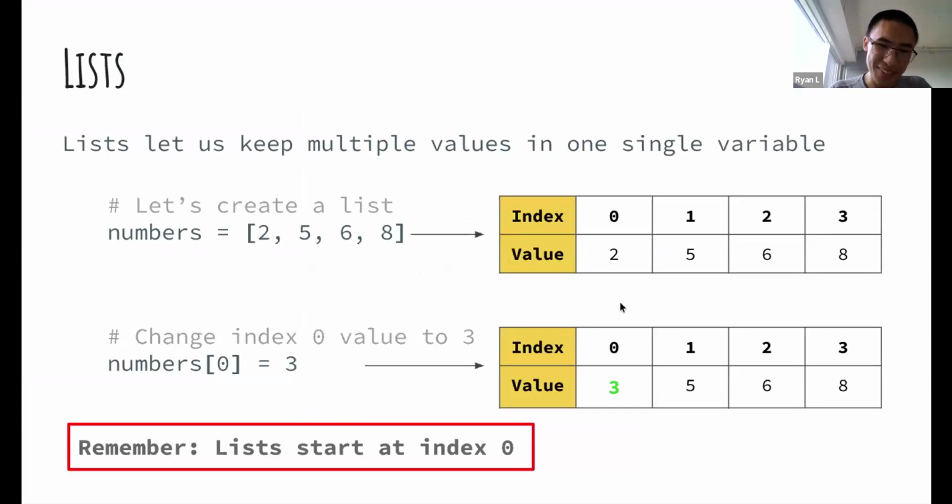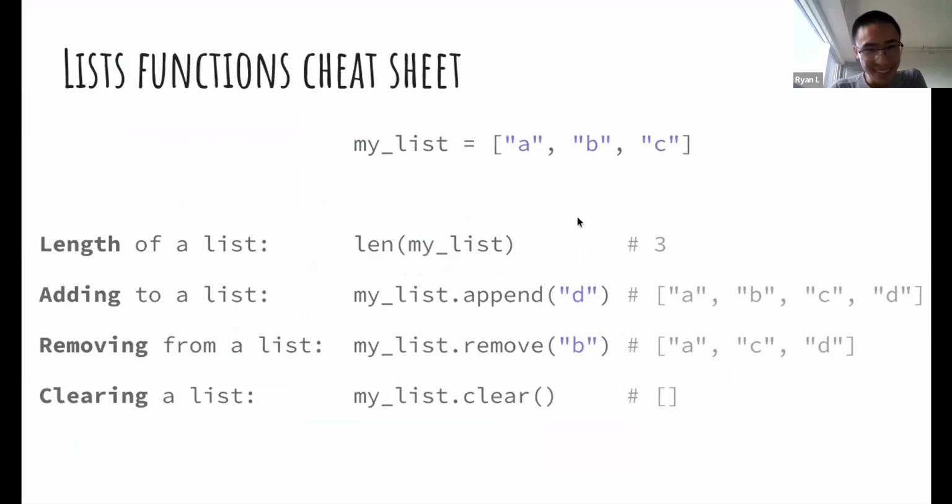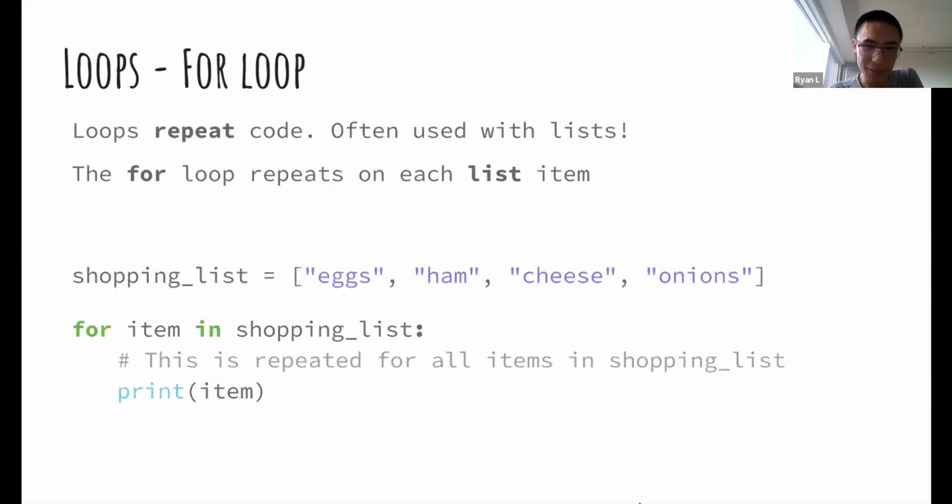Oh yeah, remember that the index starts at 0. There's a cheat sheet you can come back to later. Basically, a few functions that are built in. You can check the linked list, add stuff, and so on.